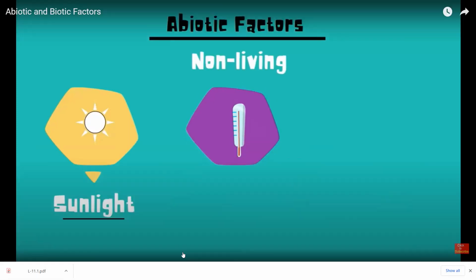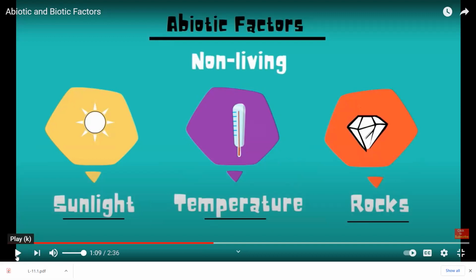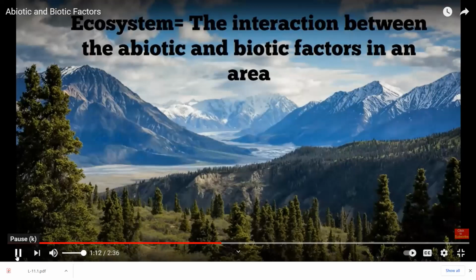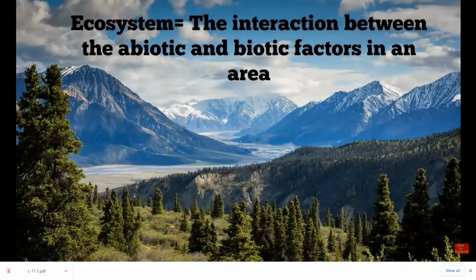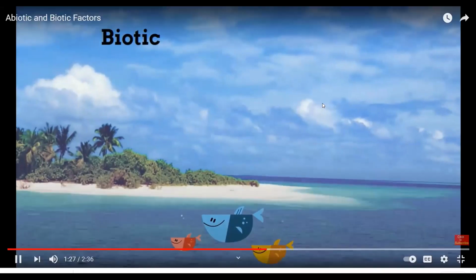Sunlight, temperature, and rocks and minerals. See, they don't say that a thermometer is an abiotic factor. The factor means it is related to the environment, something natural. In fact, an ecosystem is the interaction between the abiotic and biotic factors in a particular area. Let's take a look at some ecosystems and identify the biotic and abiotic factors.